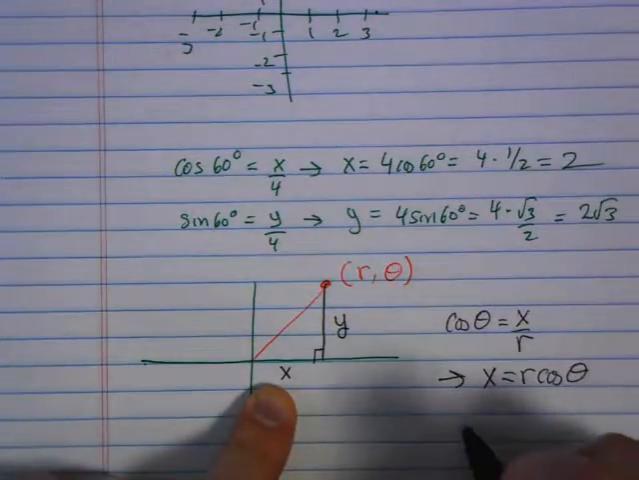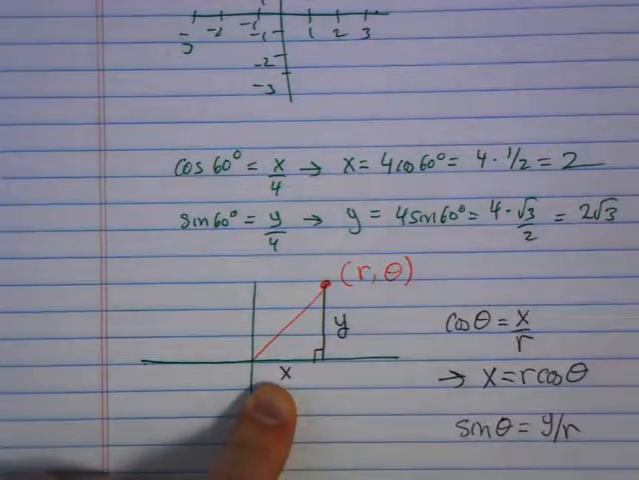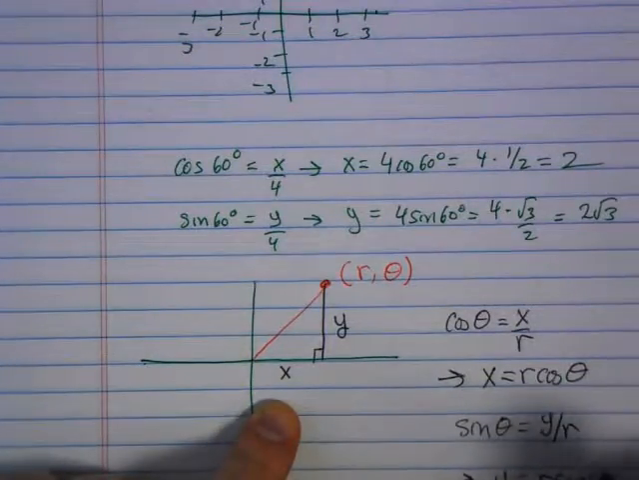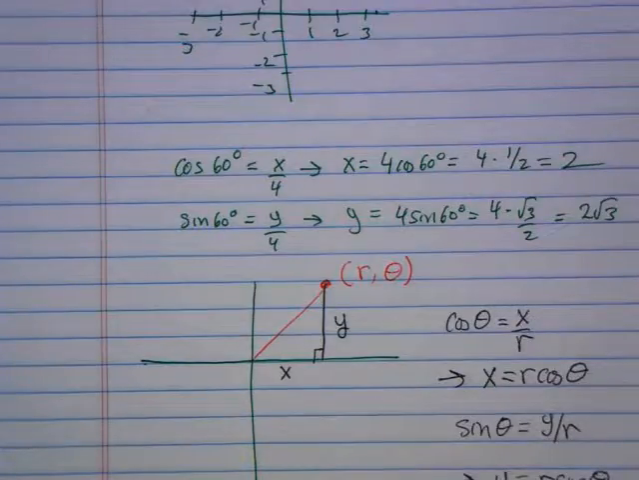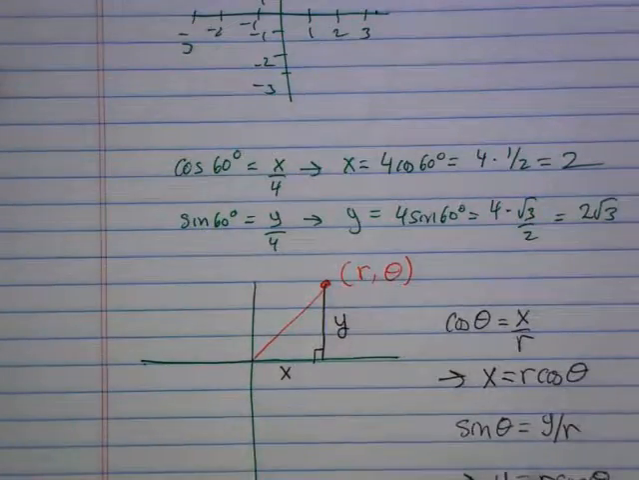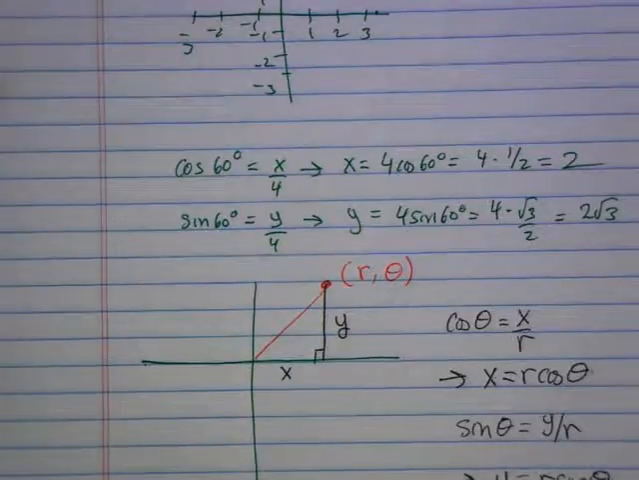And I could do the same thing with sine. Sine of theta is y over r, which gives y is r sine theta. So, if I give you a polar point, if I give you an r comma theta, you can very easily convert it to rectangular. X is r cosine theta, y is r sine theta.